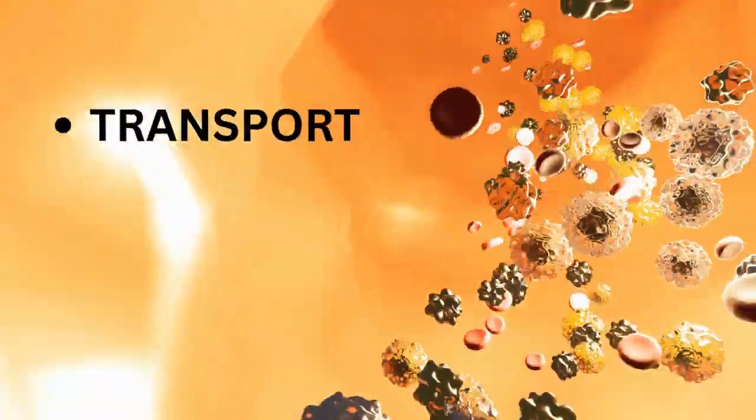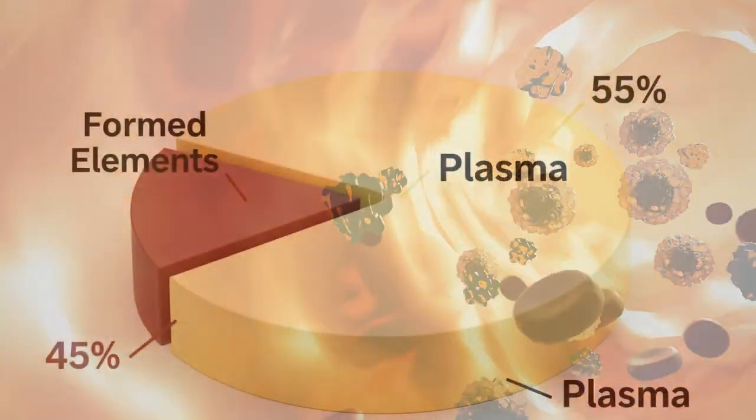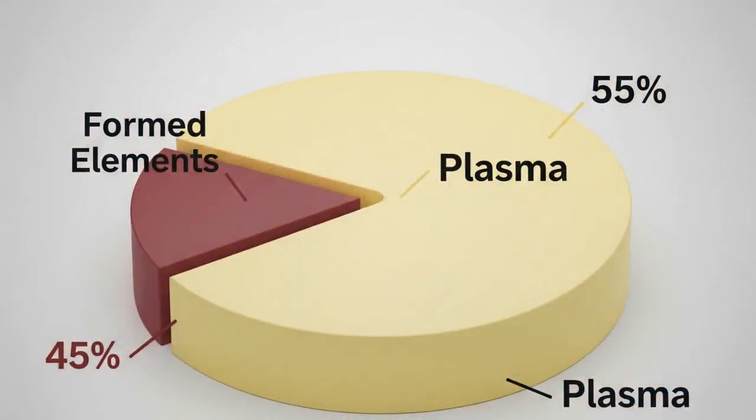Blood is a special connective tissue that performs transport, regulation, and protection. It has two main components: plasma, which is 55% of blood, and formed elements, which is 45% of blood.